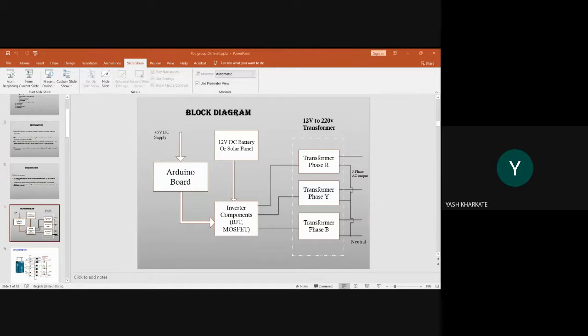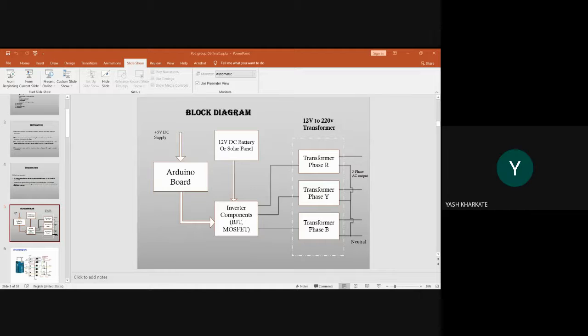Then through the inverter the output will be given, which would be 12 volts. The output through the inverter will be very less, so to increase that output, a step-up transformer is used to step up the voltage.